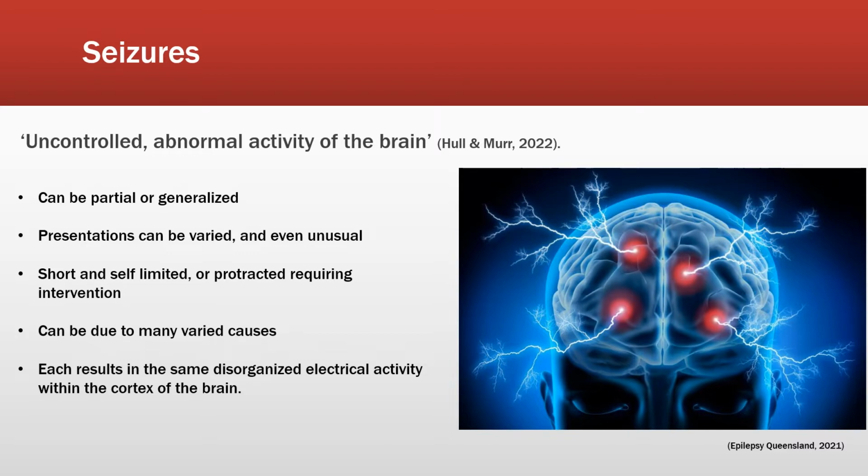Now, being the brain, that thing that controls our entire body, disorganized activity in various regions can lead to wide and varied seizure presentations. And this can look like anything from brief periods of absence to the classic presentation of full body jerking. It can even result in bizarre and unusual repetitive movements while the person experiencing them remains primarily conscious. They can be brief and self-limited, or they can be protracted, requiring pharmacological intervention to stop them.